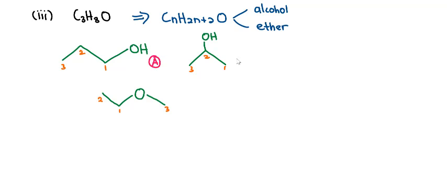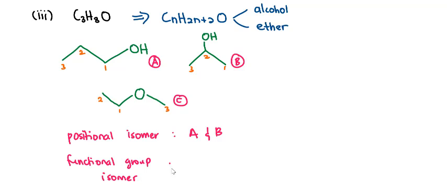So A, B, C. We don't have a chain isomer, but we have a positional isomer, which is between structures A and B. And then the functional group isomer is between structures A, B, and C.